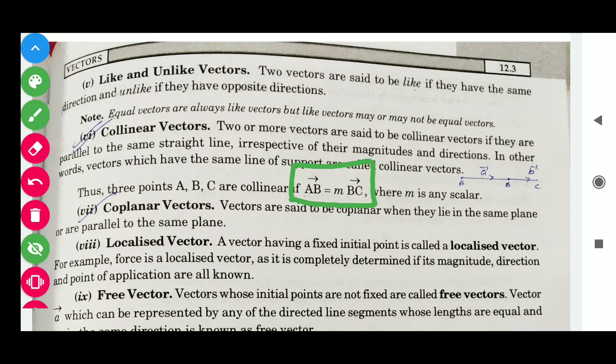Next is the coplanar. Students, co means one, planar. That means the vectors are said to be coplanar when they lie in the same plane. So students, in the same plane, or we can also say parallel to the same plane. So those vectors are called the coplanar vectors.